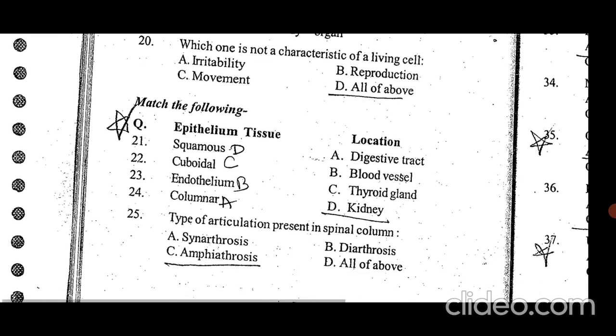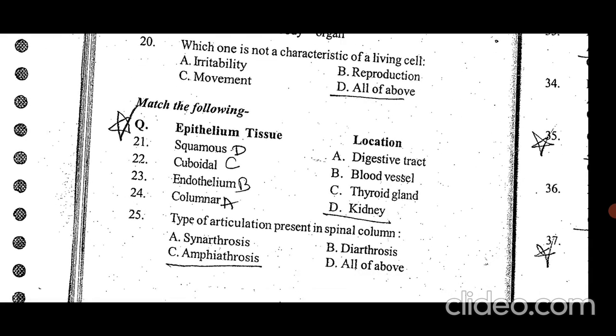Match the following. The squamous cells are in the kidney, as the excretory system is made up of mostly squamous cells. Cuboidal cells are in the thyroid. The thyroid gland has cuboidal cells. The kidney has squamous cells, and the endothelium linings are of blood vessels. Blood vessels have endothelium, and columnar epithelium is in the digestive system. The digestive system and urinary system mostly have columnar epithelium, whereas the kidney has squamous epithelium.